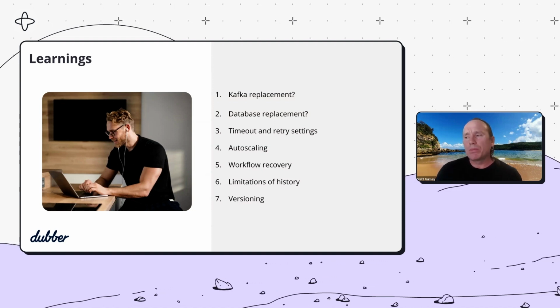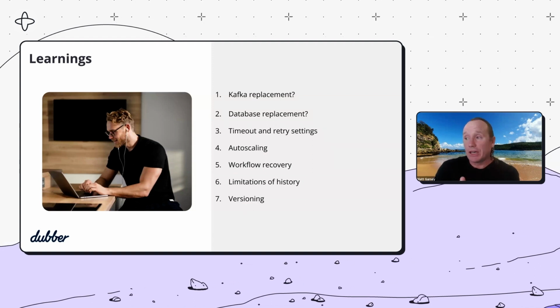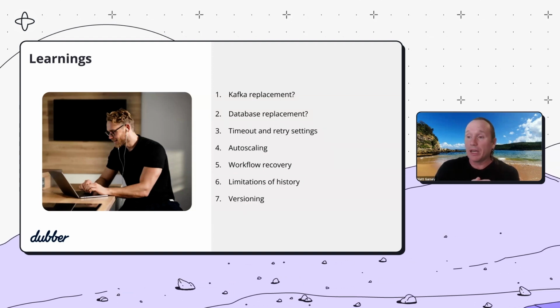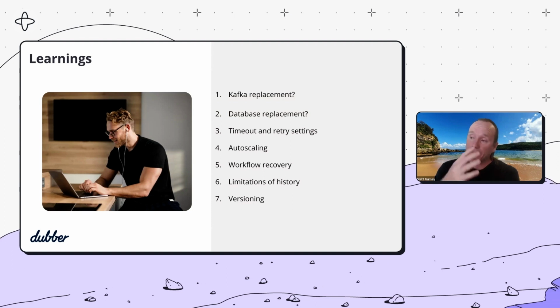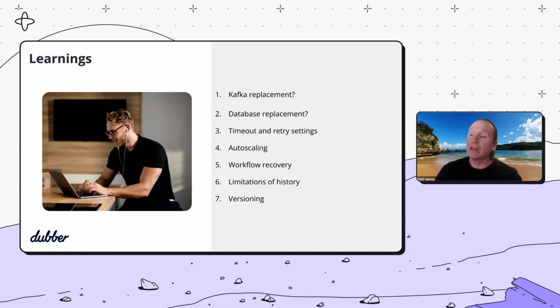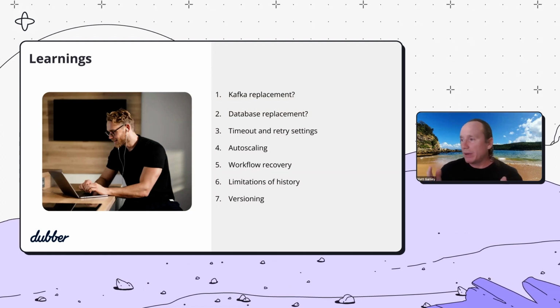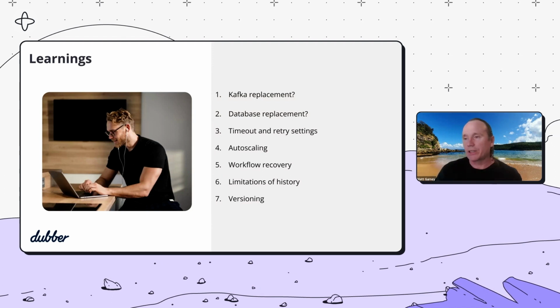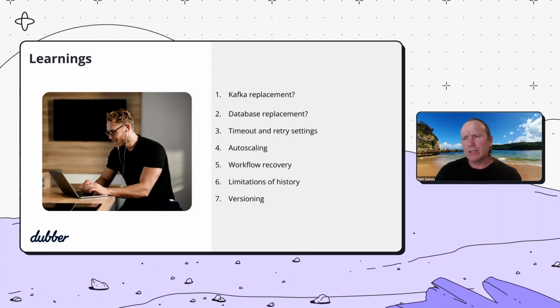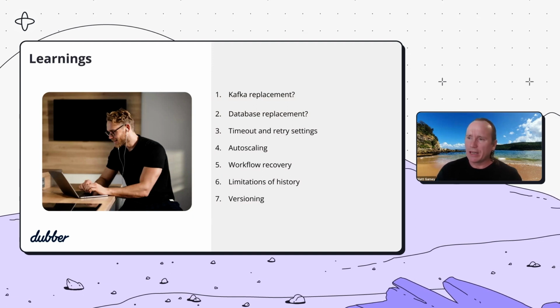The database replacement idea. This is an interesting one. As it turns out, in the AI space at Dubber, we don't really have a database of our, I don't know, AI processes that are running. Temporal is the database in some ways of our AI executions. So in some circumstances, you could use Temporal almost as a database replacement.